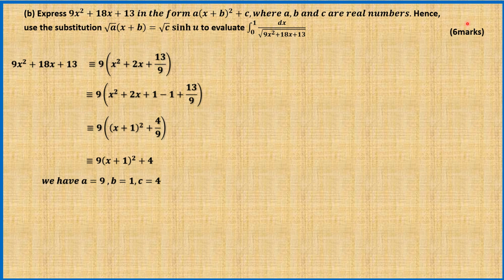Very important to note. But if they use the words hence or otherwise, the otherwise gives you liberty to use your own method. But once you see the word hence, use the method that has been asked in the question. Use this substitution. So I'll go ahead and write down the substitution. Since a is 9, I'll replace it here by 9. The square root of 9 is 3. And then b is 1. And the square root of 4, since c is 4, is 2. So 3(x plus 1) equals 2 sinh u.